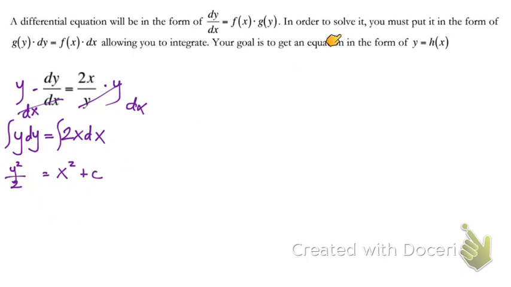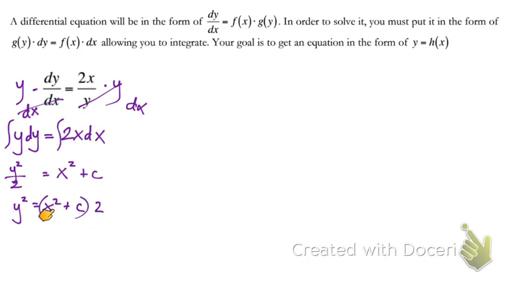Now our only other job is to get y by itself, because we want it in this form, y equals h of x. So if I solve for y, the first thing to do is to multiply both sides by 2. So y squared equals x squared plus c, times 2. Or sorry, not divided by 2. Times 2.